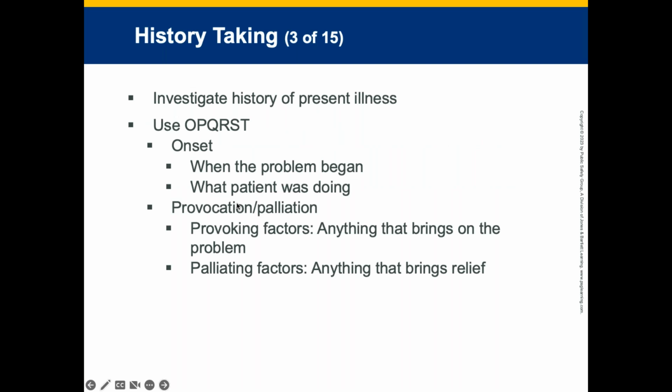Investigate the history of present illness utilizing OPQRST, which most of us should already know. Onset: when did it start? When did the problem begin? Provocation: what makes it better? What makes it worse? Anything that brings relief to the pain. Abdominal pain, right? Does it get better with your knees bent or laying on your side? If so, can we do that? Do we have that ability?